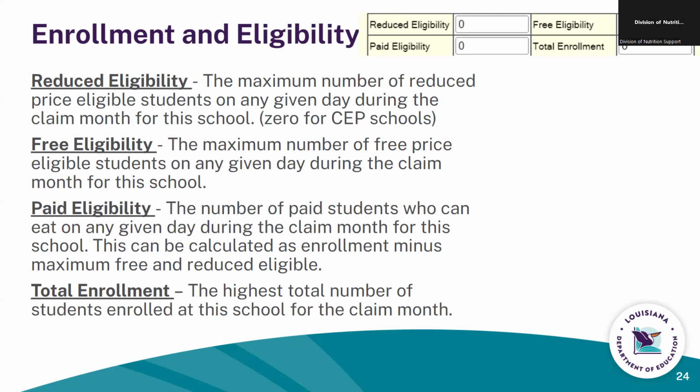Total enrollment is the highest total number of students enrolled at the school for the claim month. And so reduced, free, and paid eligibility should add up to total enrollment because you can't have more children eligible than enrolled.